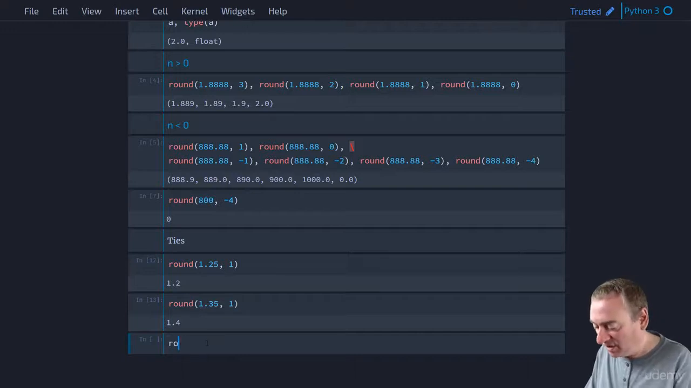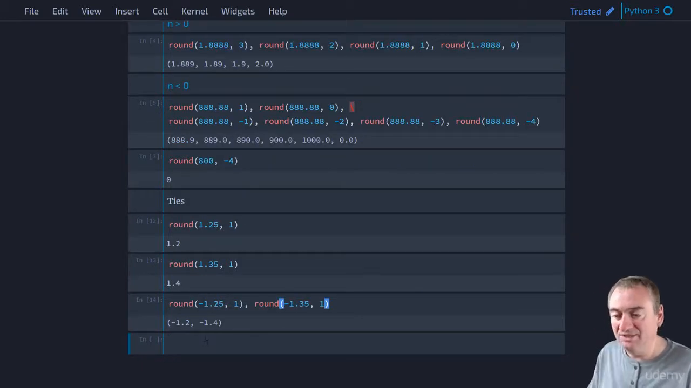And this also works with negative numbers. So if we do negative 1.25 and we do negative 1.35, you'll notice that we get the same thing. It rounds to the closest multiple of 0.1, and in the event of a tie, it picks the one that has an even least significant digit. So 2 in this case and 4 in the case of negative 1.35.